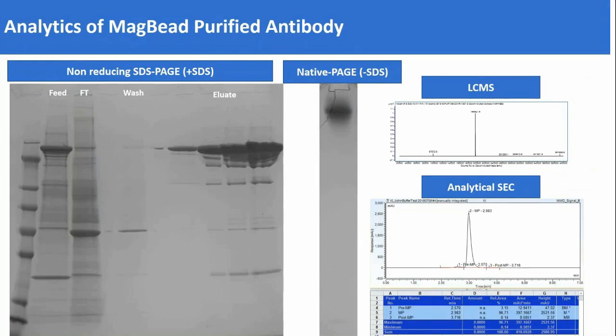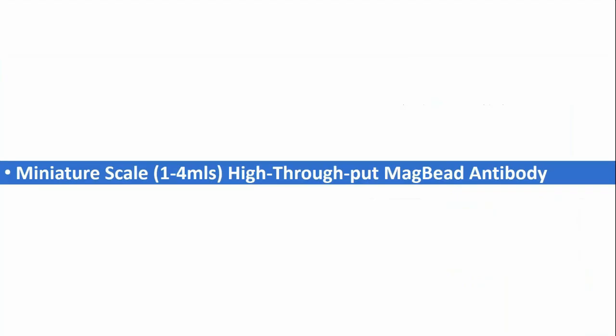So this is an SDS page showing the non-reduced SDS page on the left-hand side. You can see the eluate, starting with the feed, which was a lot of product, as you can see at the high molecular weight mark. The flow through shows that all the protein was captured. And then after washing, it shows very clean, and we run it on the other gel, which is the native without SDS, and you can see that the sample was quite clean. Mass spectrometer, we just see virtually one spike here, and the analytical SEC, of course, is also very clean here. Purity was around 97%.